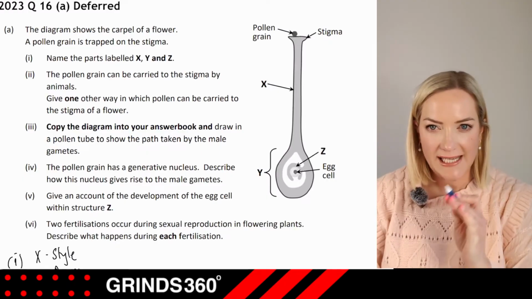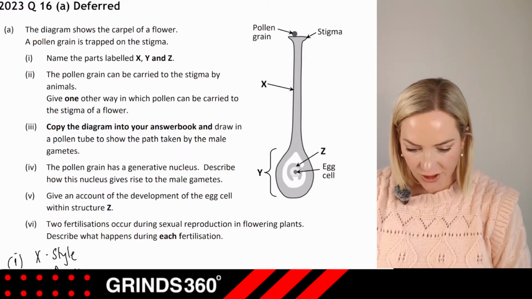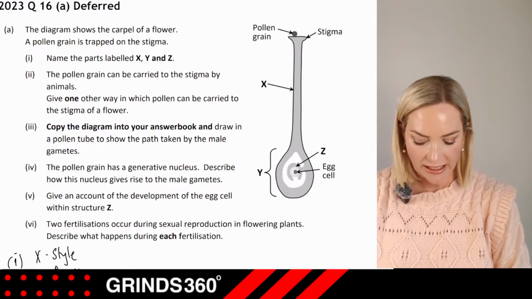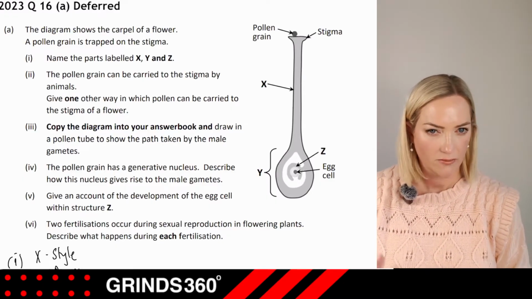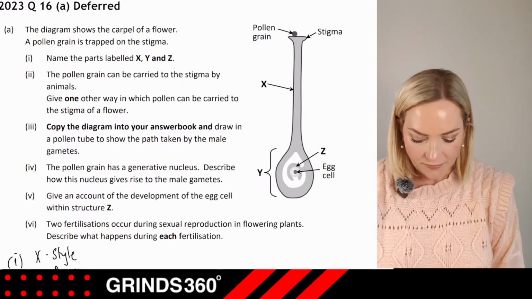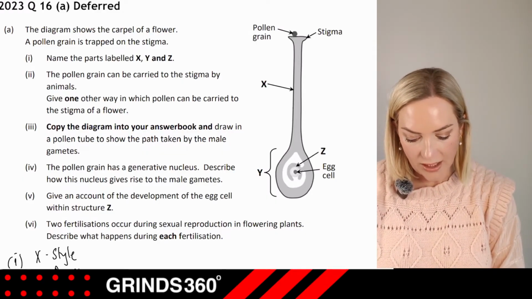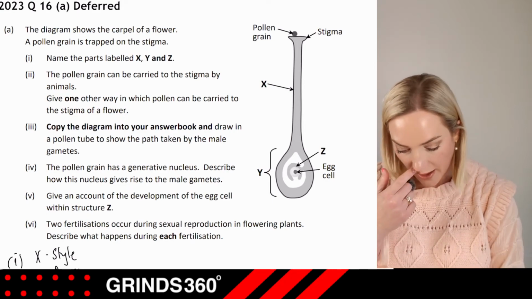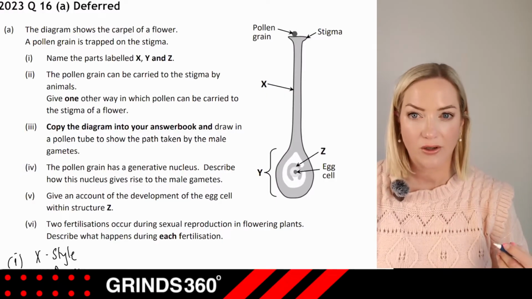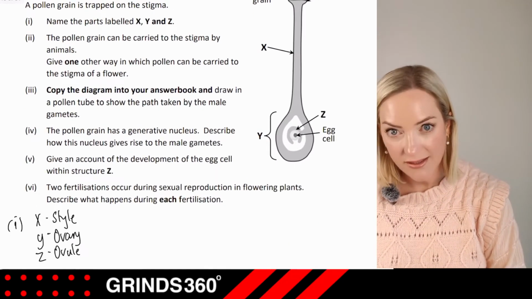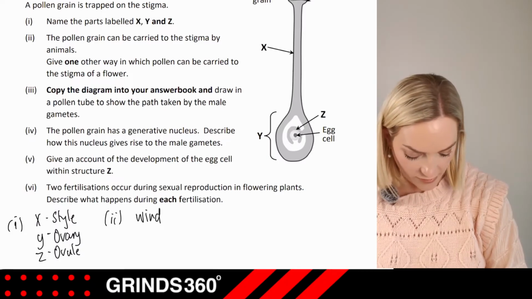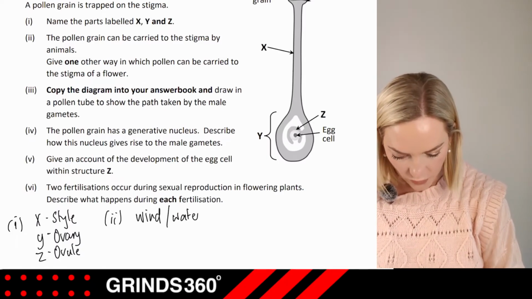Another thing, guys, if they're saying to you label X, Y, and Z, make sure you clearly show what X is, what Y is. Don't leave it up to me to figure out what your X, Y, and Z is and just write stigma, style, ovary, in whatever order. Label it clearly. It's asking you to give one other way in which pollen can be carried to the stigma. The pollen grains can be carried to the stigma by animals. What's another way? Your other way could be wind, or, as an option, water.